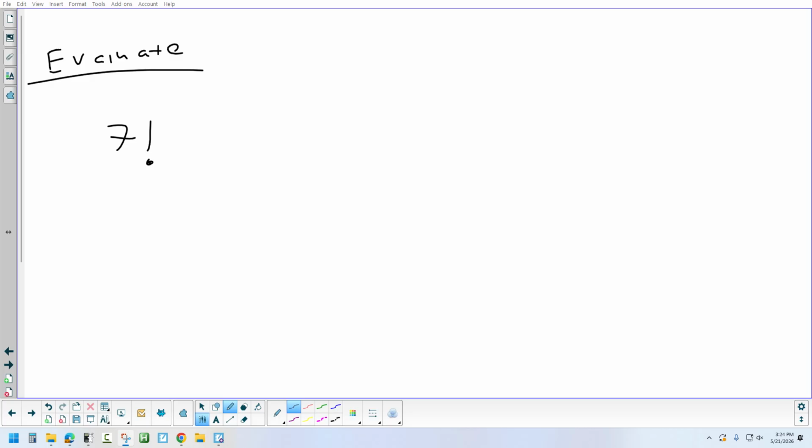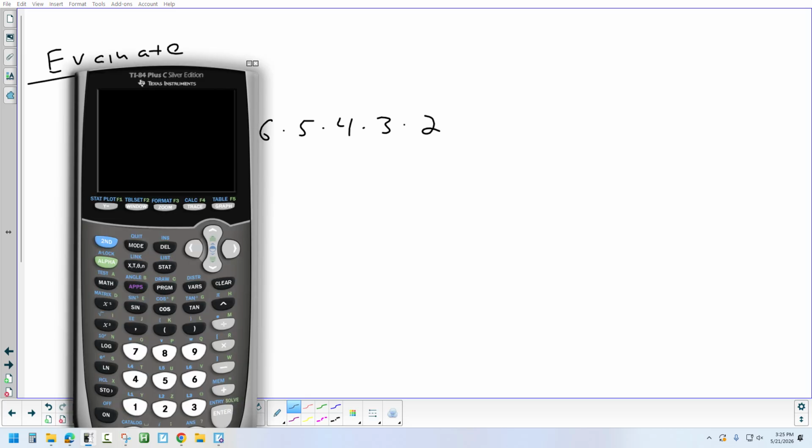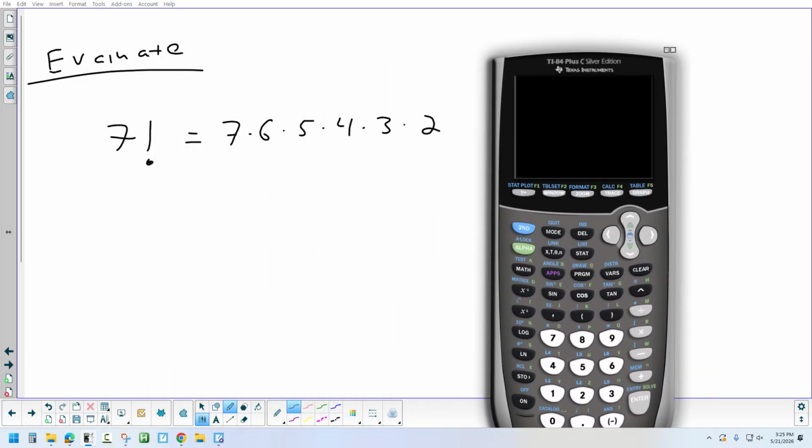So next question we're going to look at is evaluating a factorial. So remember, factorial means to multiply every number from the number they give you all the way down to 1. So how would you write 7 factorial out completely without the explanation? Yep. 7 times 6 times 5 times 4 times 3 times 2. Yeah, you could put the times 1. We don't have to, but we could.